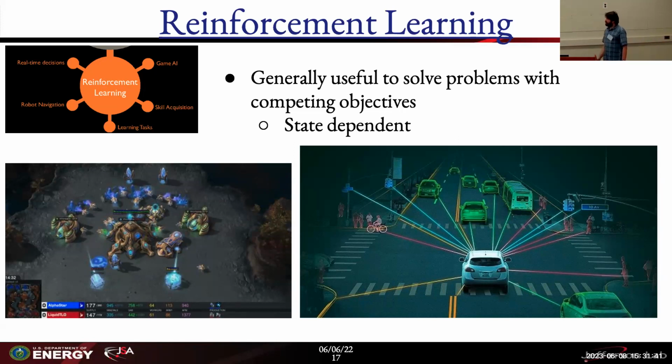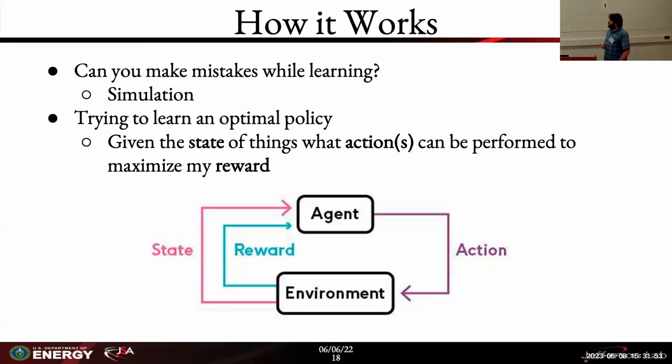Self-driving is kind of like reinforcement learning, where you get points the longer you don't hit anything and follow the rules of the road. Game AIs are another reinforcement learning method. So with this one, can you make mistakes while learning? You don't want to teach a car to drive itself out on the road at first.